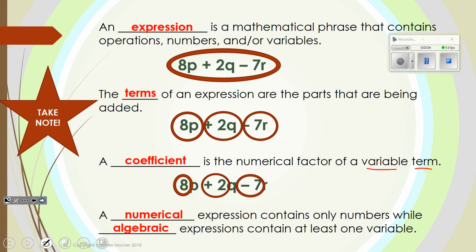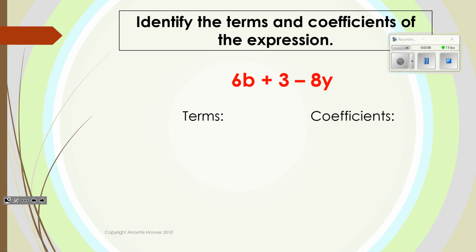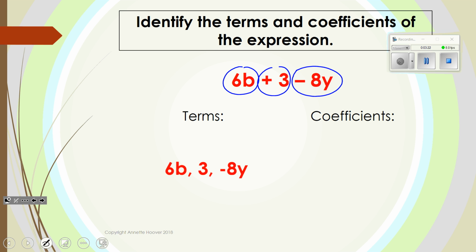So first we have an algebraic expression here. How many terms does it have? Well, if you look at the plus and the minus signs, let me use a different color here, we'll see that there are three terms. 1, 2, 3. So to list them, we literally just write those down with a comma between them. We say that 6b is a term, +3 is a term, and a -8y is a term.